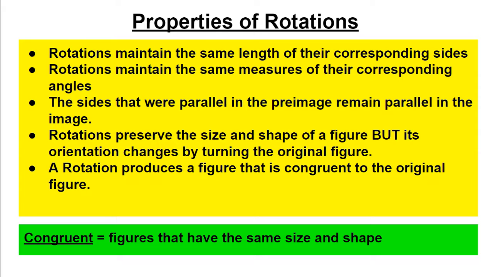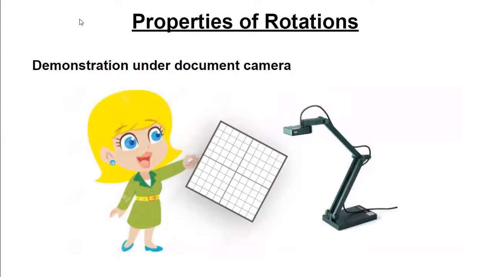Rotations will preserve the size and shape of a figure, but its orientation changes by turning the original figure. A rotation produces a figure that is congruent to the original figure. Again, congruent means figures that have the same size and shape. So now I'm going to demonstrate for you again.